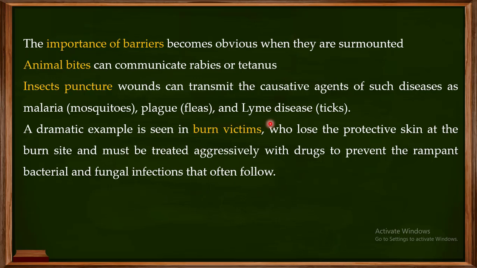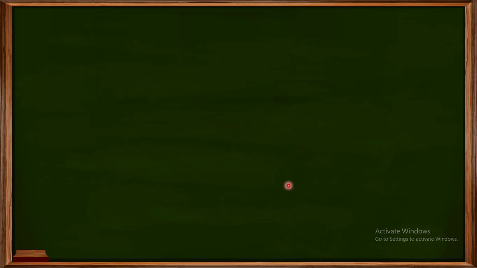Another important example, and the most common that you may have seen, is burn victims. Burn victims lose the protective skin at the burn site, and when they lose the protective skin, microorganisms or pathogens can easily enter the body, thereby causing different sorts of infections. So burn victims must be treated aggressively with drugs to prevent bacterial and fungal infections at those particular sites.